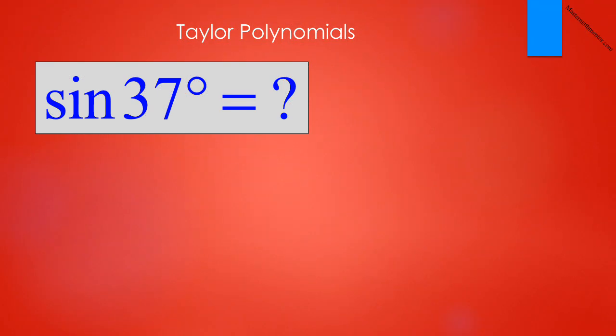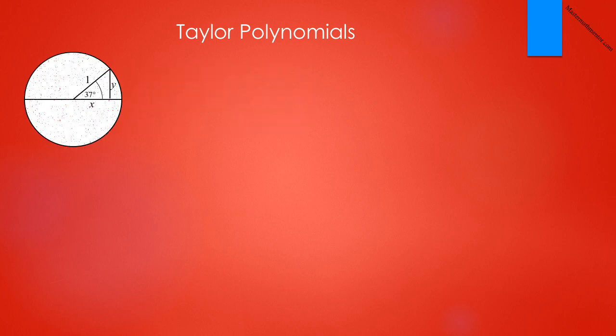Suppose you are asked to find the sine of 37 degrees. We can do this easily on the calculator, but there are two big questions. First, what is it that you're actually finding? And secondly, how does the calculator find it? The first question is easy.